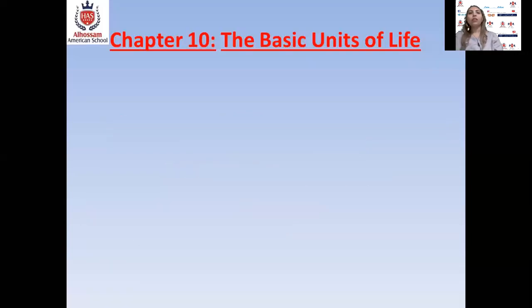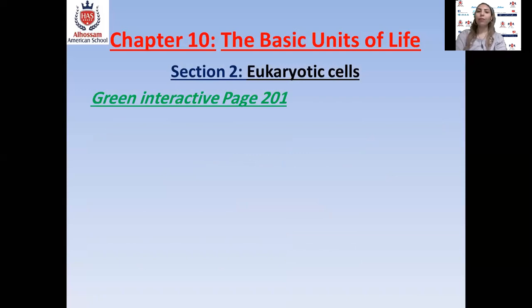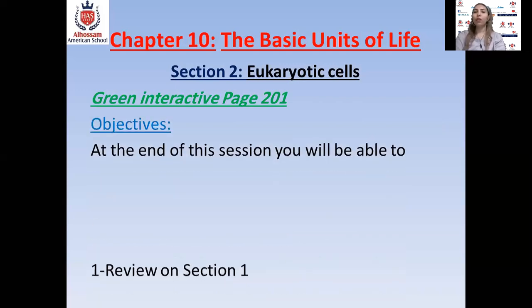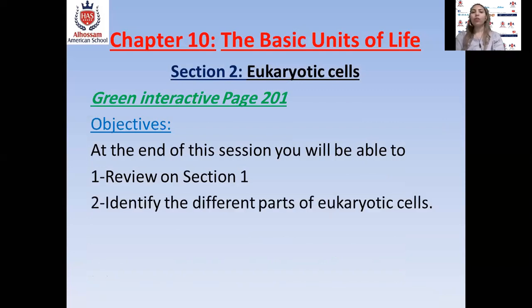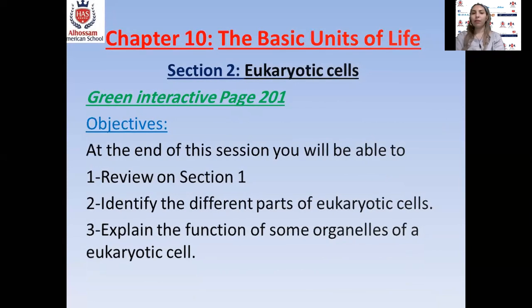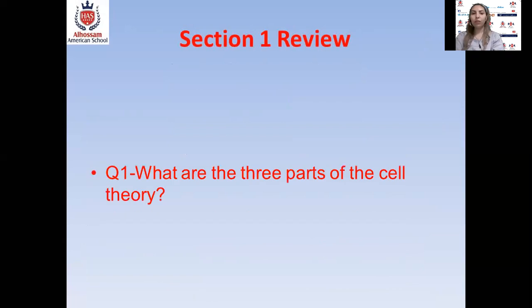So, chapter 10, the basic units of life, section 2, eukaryotic cells. You can use your Green Interactive book page 201. At the end of this session, you will be able to: number 1, review section 1; number 2, identify the different parts of eukaryotic cells; number 3, explain the function of some organelles of eukaryotic cells. So let's start with the section 1 review.